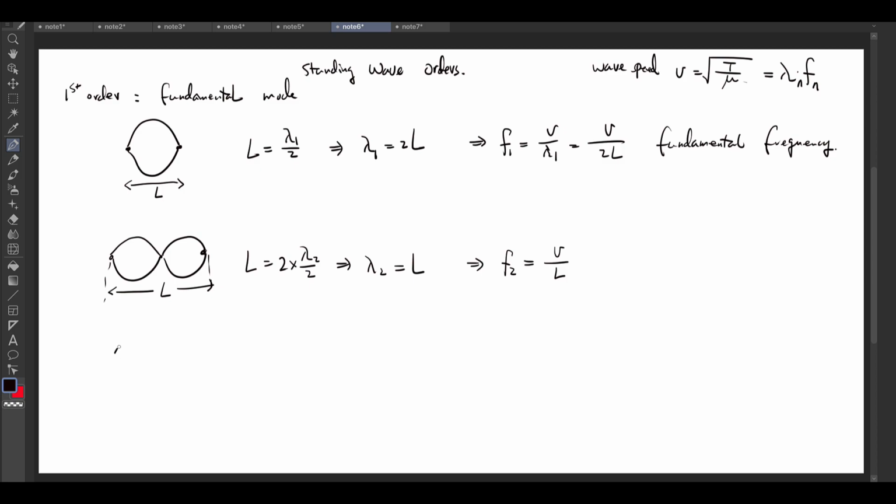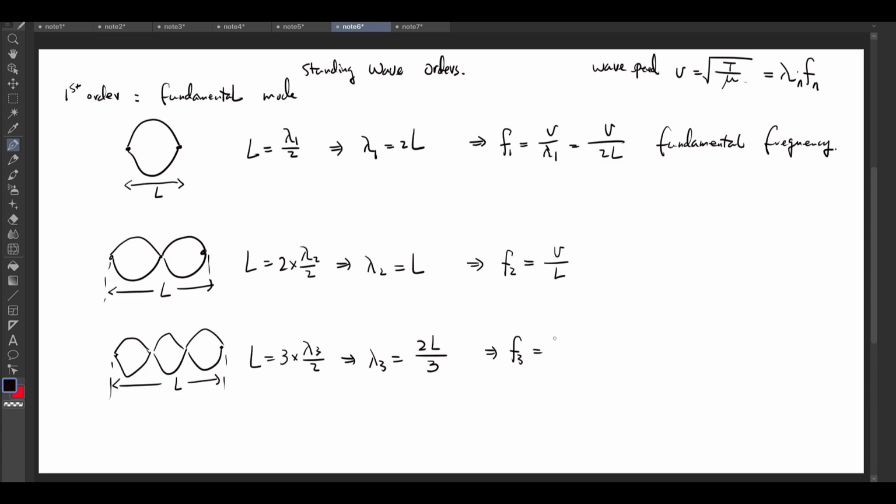Now the third order will be like this. And the length of the string is from one end to the other. Therefore, we have L equals 3 such structures, 3 lambda 3 over 2. So lambda 3 is 2L over 3. And we have F3 equals V over 2L, and then there's a factor 3 here.